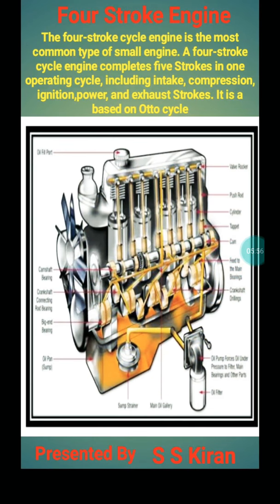Now, four-stroke engine. The four-stroke engine is the most common type of small engine. A four-stroke cycle engine completes its strokes in one operating cycle, including intake, compression, ignition, power, and exhaust strokes. It is based on the Otto cycle. The principle of the four-stroke engine is the Otto cycle.